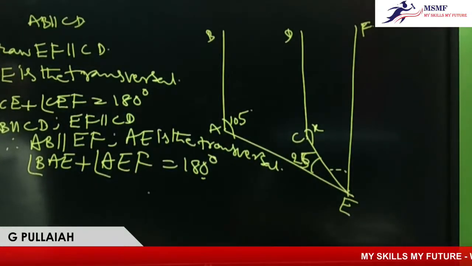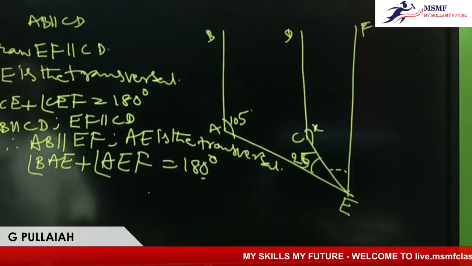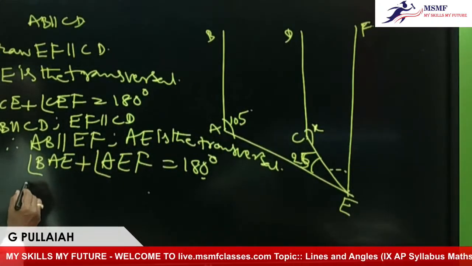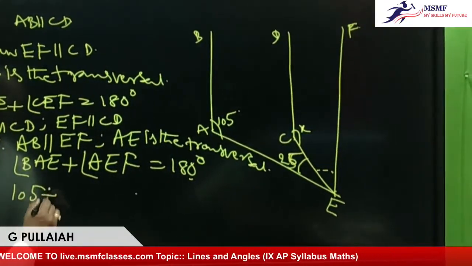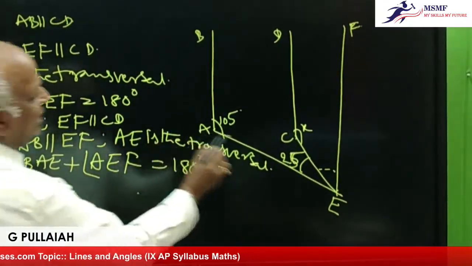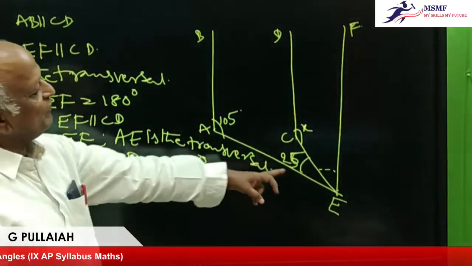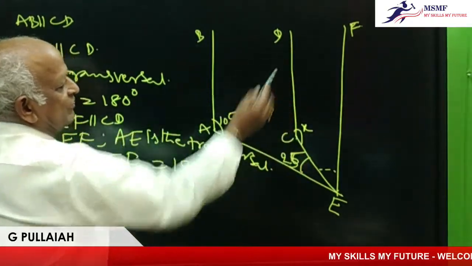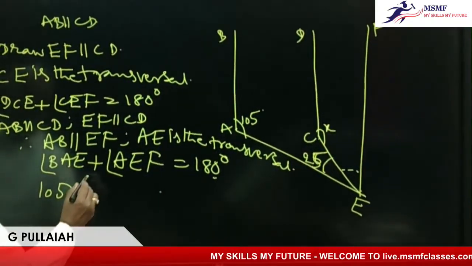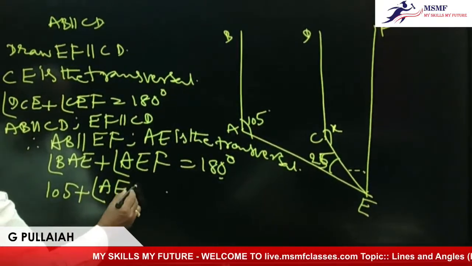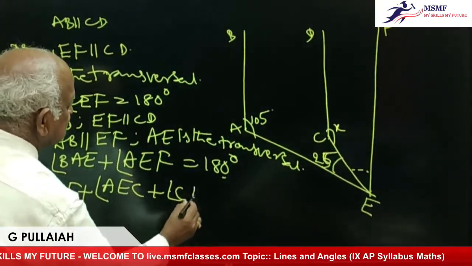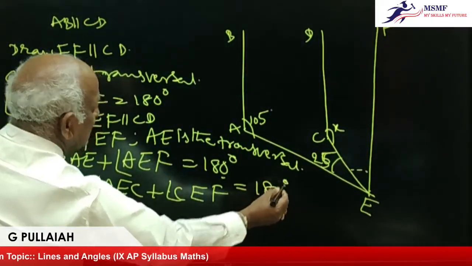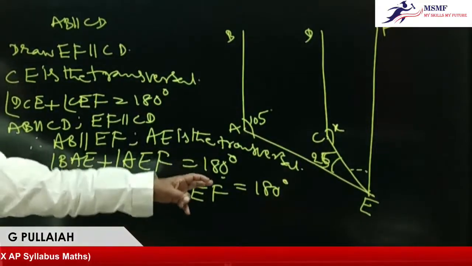So now here, this BAE is given as 105. Plus, take AEF. This AEF is made into two angles, AEC and CEF. So this is angle BAE plus AEC plus CEF. Sum of all these three angles is equal to 180 degrees.